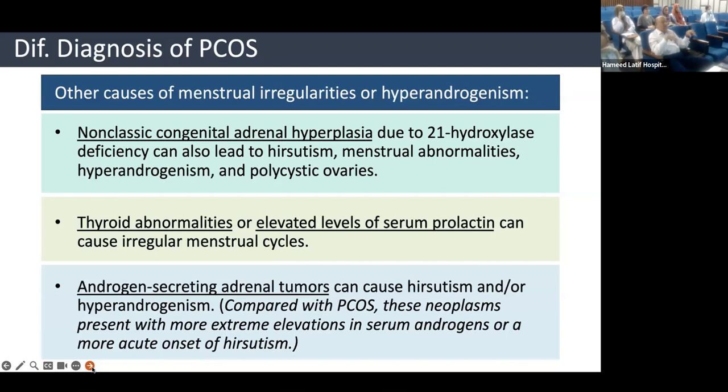Thyroid abnormalities and elevated levels of serum prolactin need to be checked. And androgen secreting adrenal tumors are unusual, uncommon, but whenever they are there, in those cases the serum androgen levels are very high, and secondly, the onset of symptoms is rather acute.